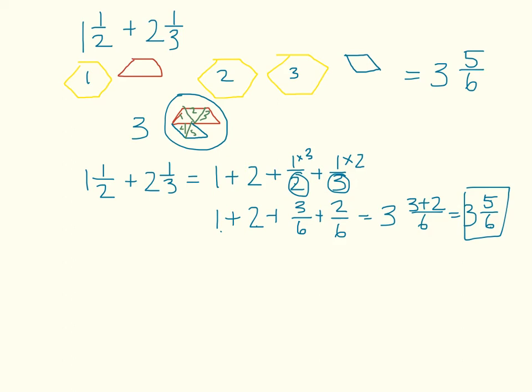But we need to check through estimation. So 1 1/2, we can round that up to 2. 2 1/3 is closer to 2 than it is to 3. And 2 plus 2 equals 4. So we're looking for an answer that is about 4. When we look at 3 and 5/6, 3 and 5/6 is very close to 4. Now pause the video and copy down these notes.